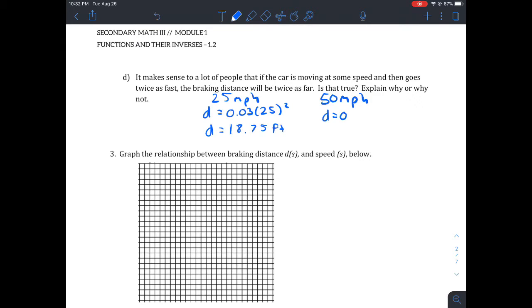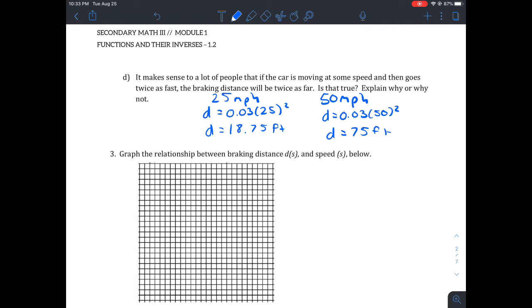For 50, when I plug that into the function, I end up getting 75 feet. So you can tell right off the bat that this hypothesis, that if you're going twice as fast you have twice the braking distance, is not true. If we double this, it did not double. And let's talk about why that is.